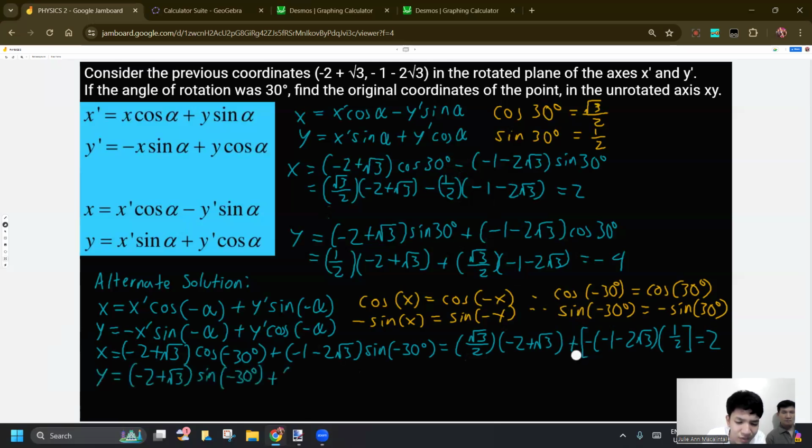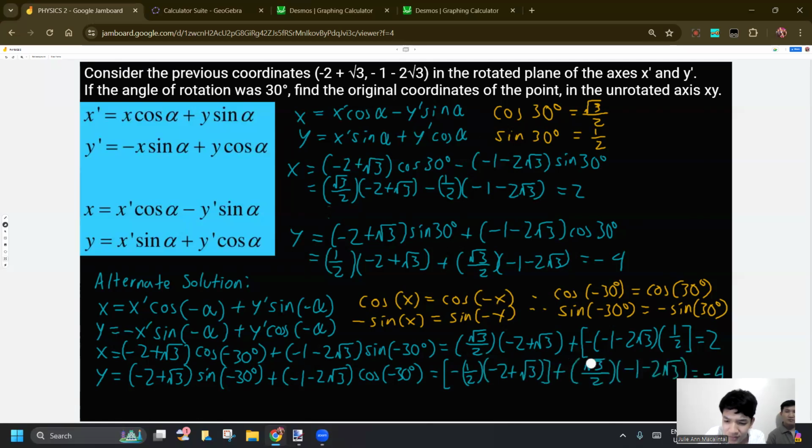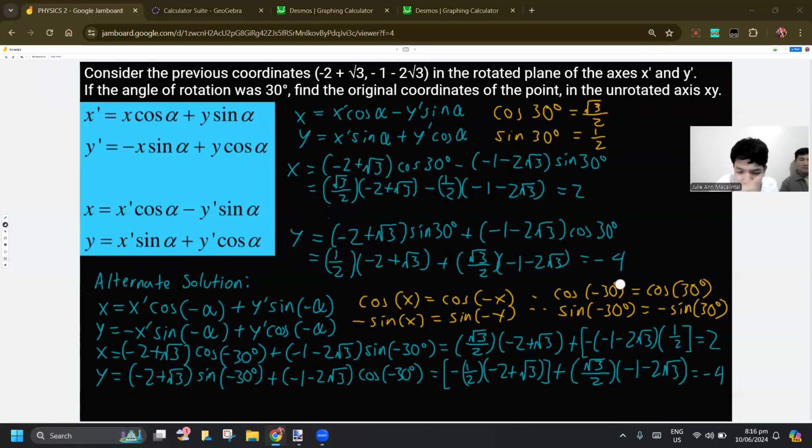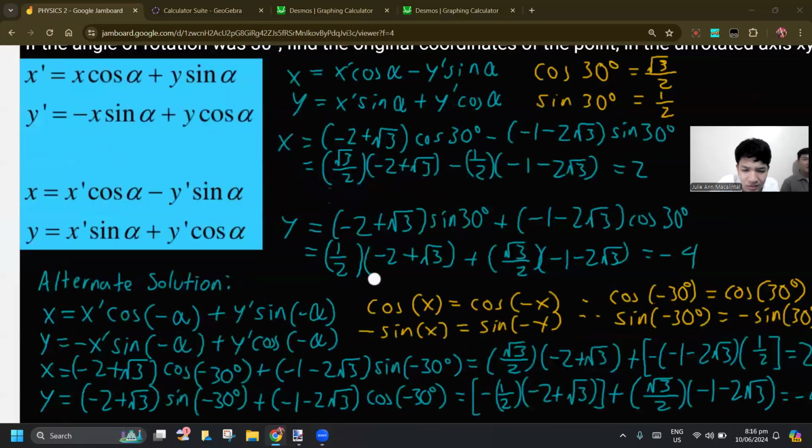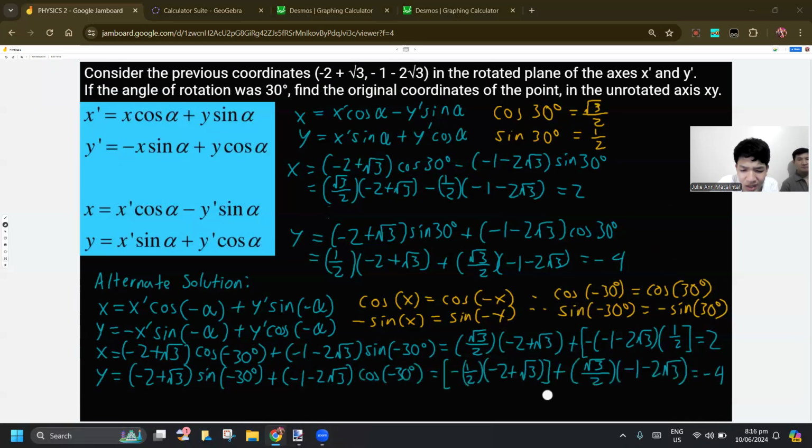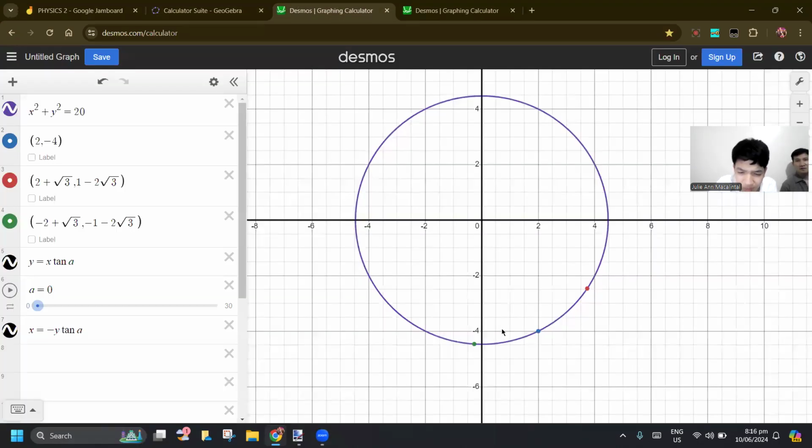And then here, we substitute the negative angles too. That's equal to -4. We got the original coordinates, 2 and -4. Here, they were already negative, but here, we just added it. So here are the decimals: 2, -4, which is the original coordinates.